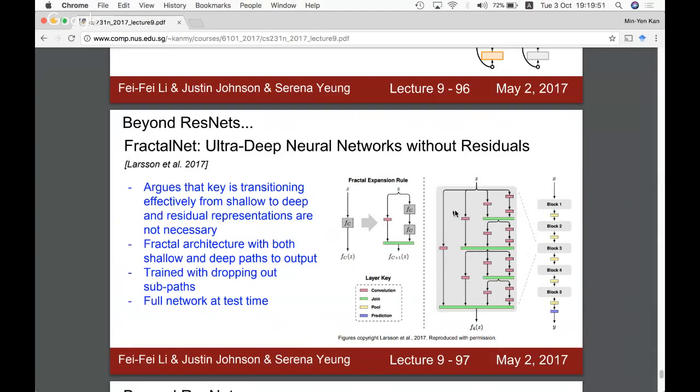Maybe it's just that ResNet doesn't have a direct connection from the shallow to deep. So over here, it's more like fractal. You have multiple connections where it goes from direct to, after multiple connections, I guess.